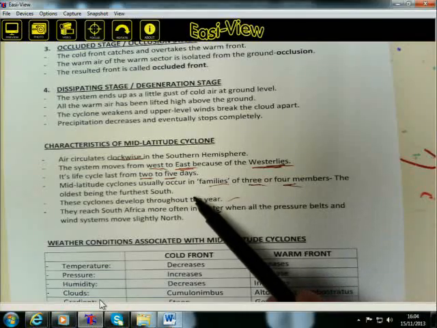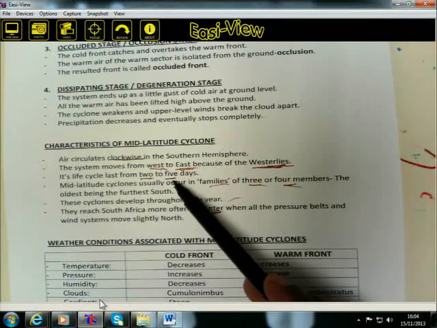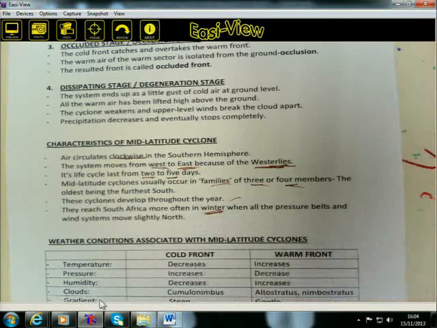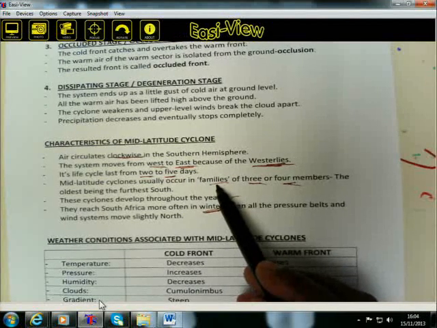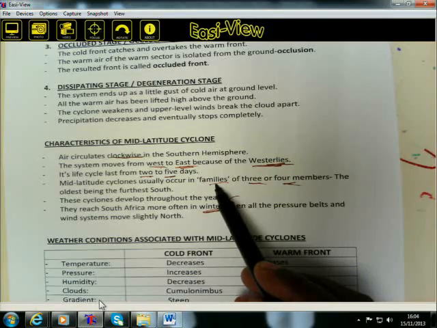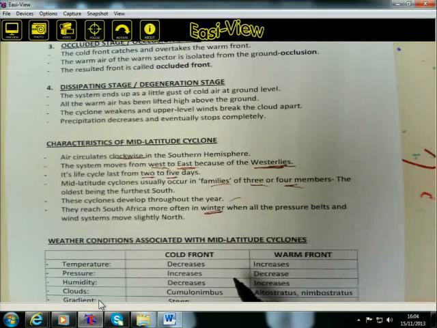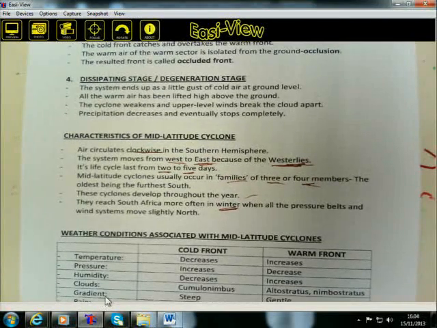The life cycle of the mid-latitude cyclones, they last from 2 to 5 days. It has a lifespan of 2 to 5 days. The mid-latitude cyclones usually occur in families, as we have seen in the diagram. They occur in families of 3 to 4 members, the oldest being the furthest south. The one that is furthest south is the oldest one, the one that formed before.